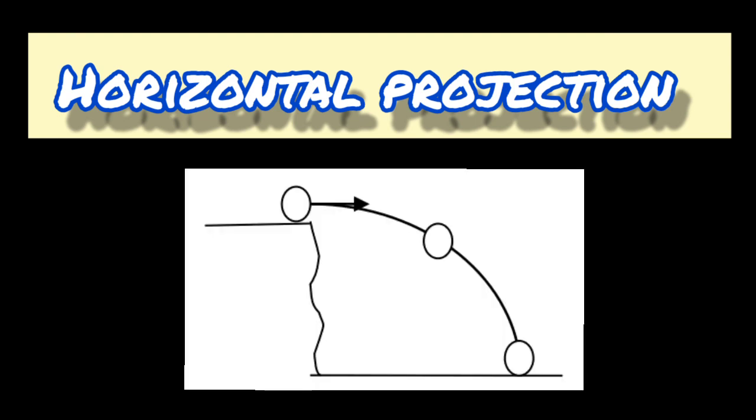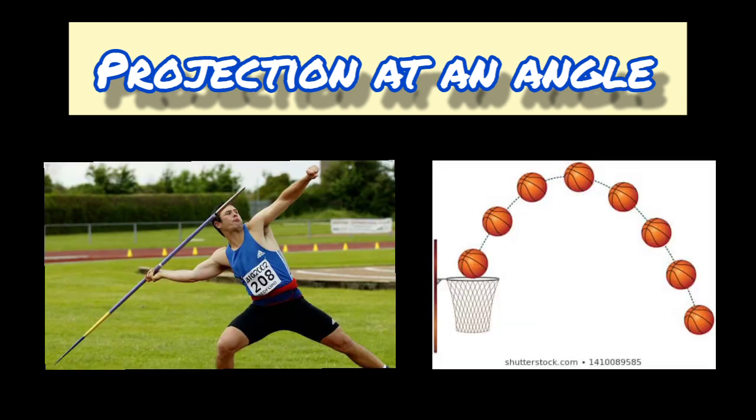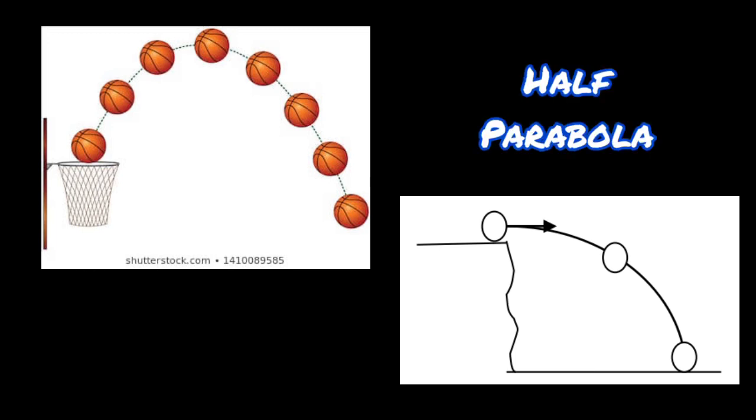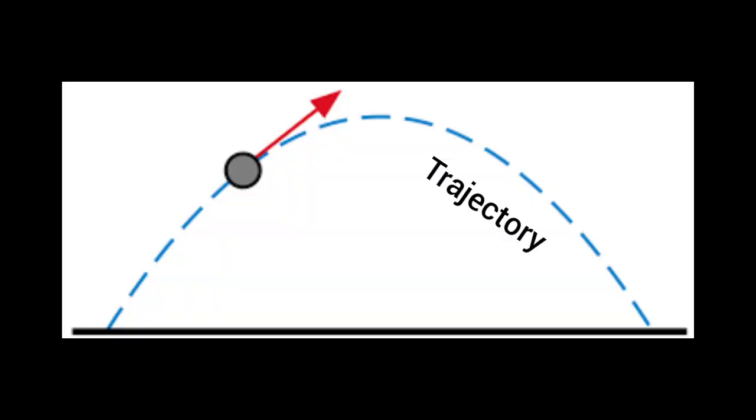A projectile can be launched horizontally, just like when you kick a ball from a cliff, or launched at an angle from the horizontal, just like when you throw a javelin or a basketball. If you notice, either of the two projections causes the projectiles to follow a parabolic path. The only difference is that one is just half of the other. The path traveled by the projectile is called trajectory.